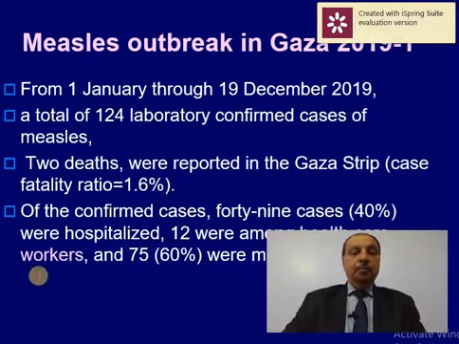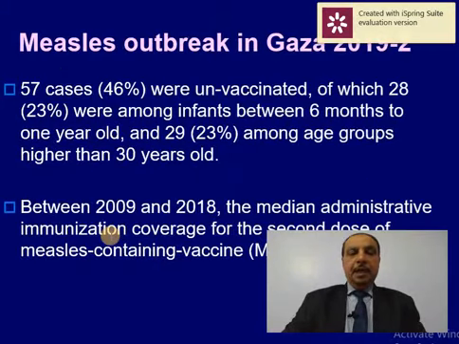12 were among healthcare workers, as we mentioned before. And 75 of the cases, about 60%, they were male. 57 cases, that is 46%, were unvaccinated. This is the cause of getting measles because they did not get the vaccine, of which 28 cases were among infants between 6 months to 1 year old, because you know that MMR vaccine, including measles, is given at the age of 12 months. So we got some cases below the age of 12 months. And 29 of cases, they were among a group higher than 30 years. And this is important because probably the vaccination immunity, maybe it was tapered away, and they didn't get booster doses.